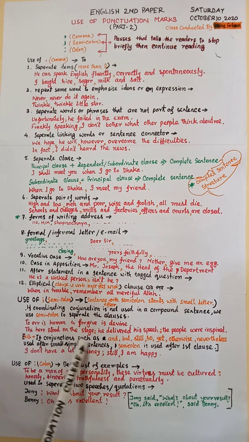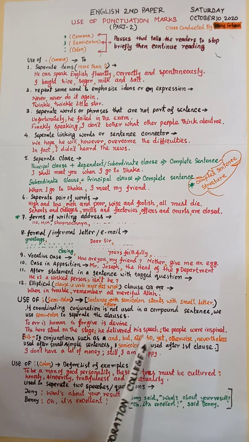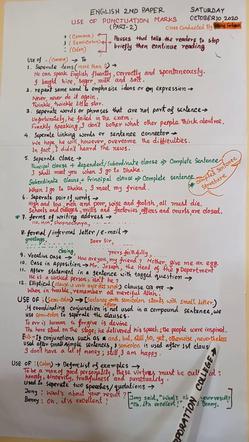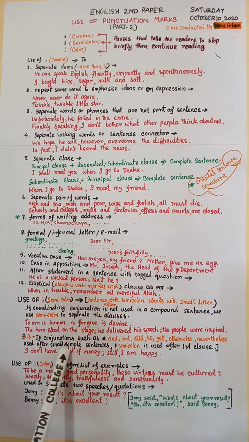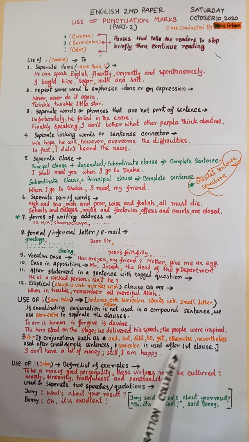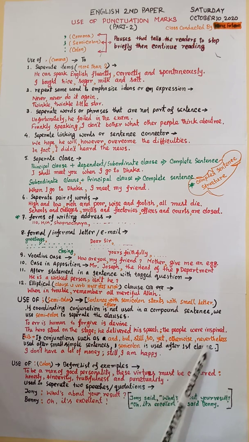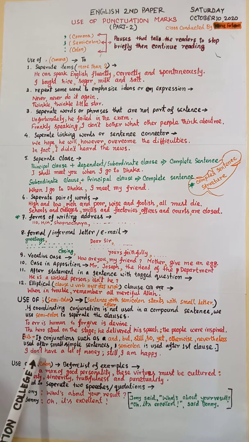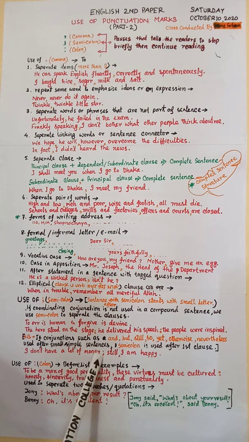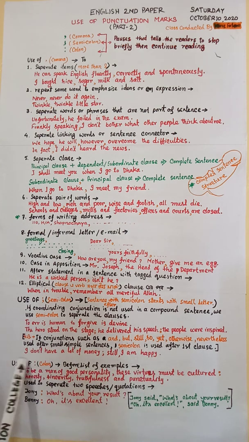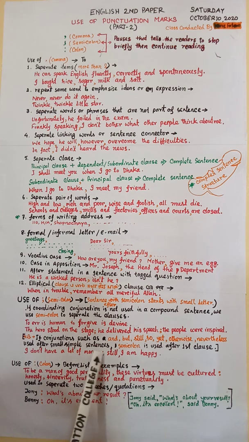Noted, if conjunctions such as and, but, still, so, yet, otherwise, nevertheless are used after small simple sentences, a semicolon is used after the first clause. একই কথা ঘুরে ফিরে এই প্রথম ক্লজের পর আমি যদি তোমার and, but, still, so, yet, otherwise, nevertheless এই লিঙ্কিং ওয়ার্ডসগুলো বা এই কনজাংশনগুলো ইউজ করে থাকি, সেই ক্ষেত্রে আমরা তার আগে একটা সেমিকোলন বসিয়ে থাকি। I don't have a lot of money; still I am happy. If we insert a semicolon, then write down: still I am happy.